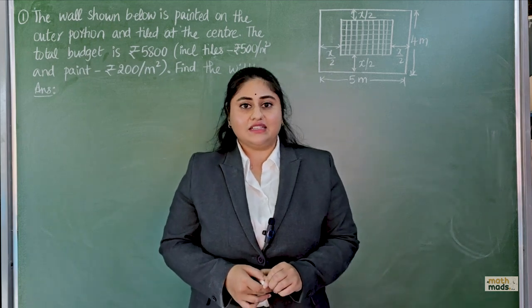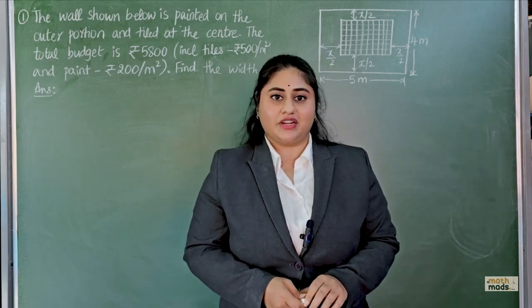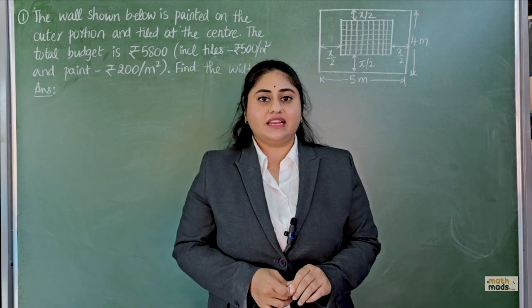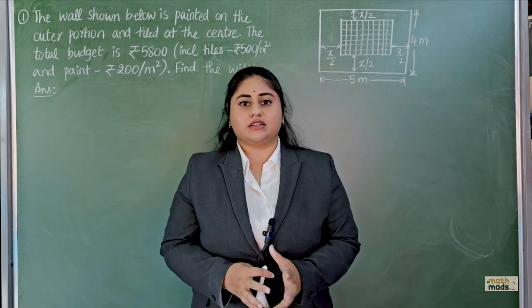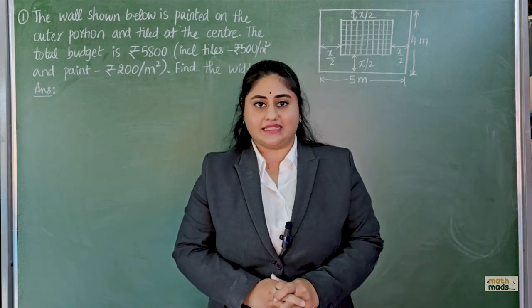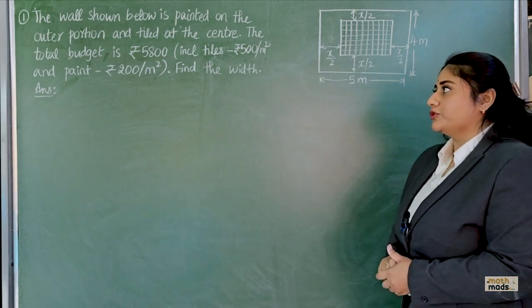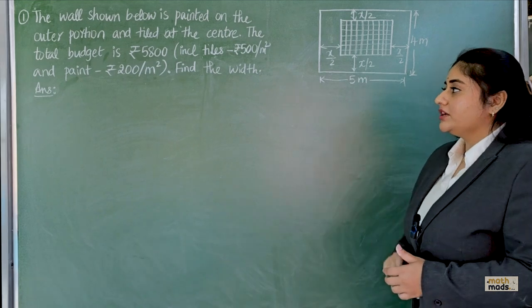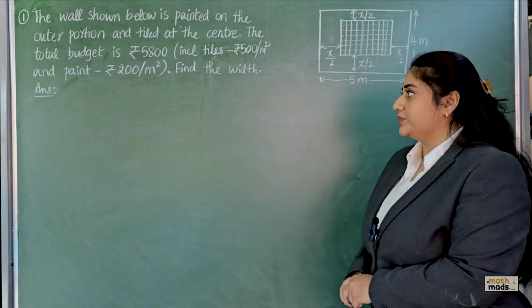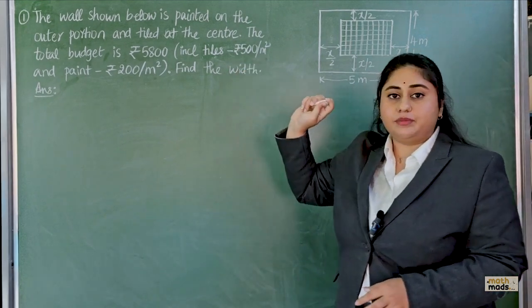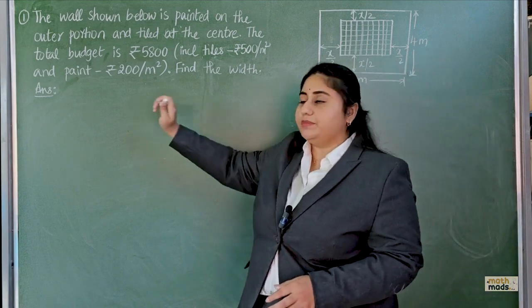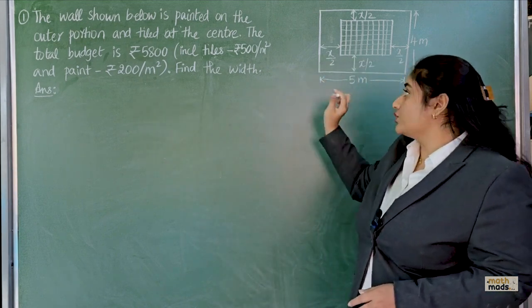We have already seen MCQs and summary of quadratic equations chapter. Today, let's solve some of the 2 mark or 3 mark type of questions that might come in your exams. The first question is, the wall shown below is painted on the outer portion and tiled at the center. The total budget is 5,800 rupees, including tiles at 500 per meter square and paint at 200 per meter square. Find the width.